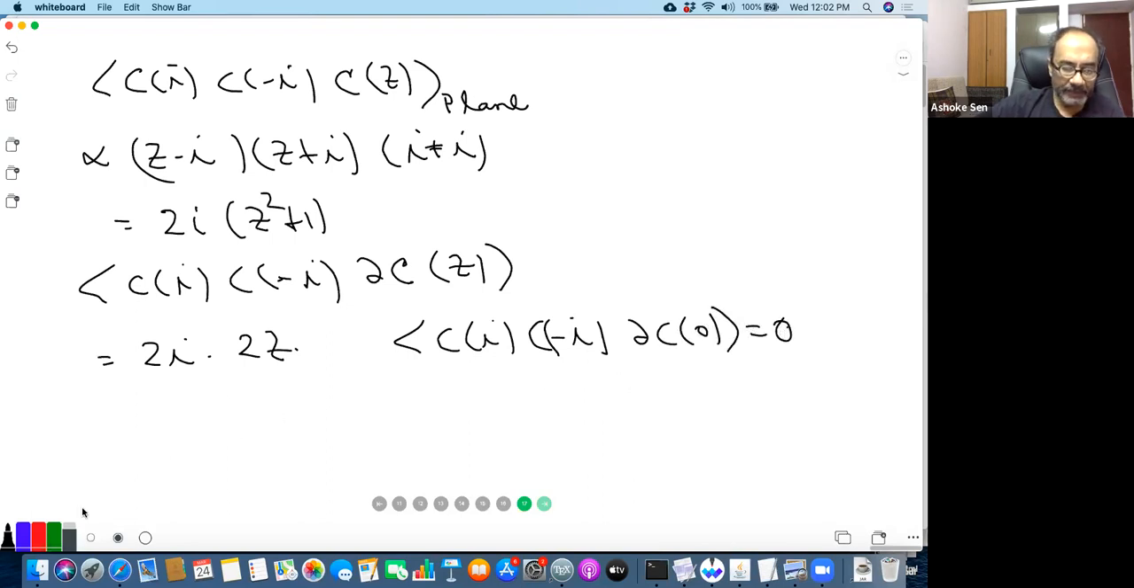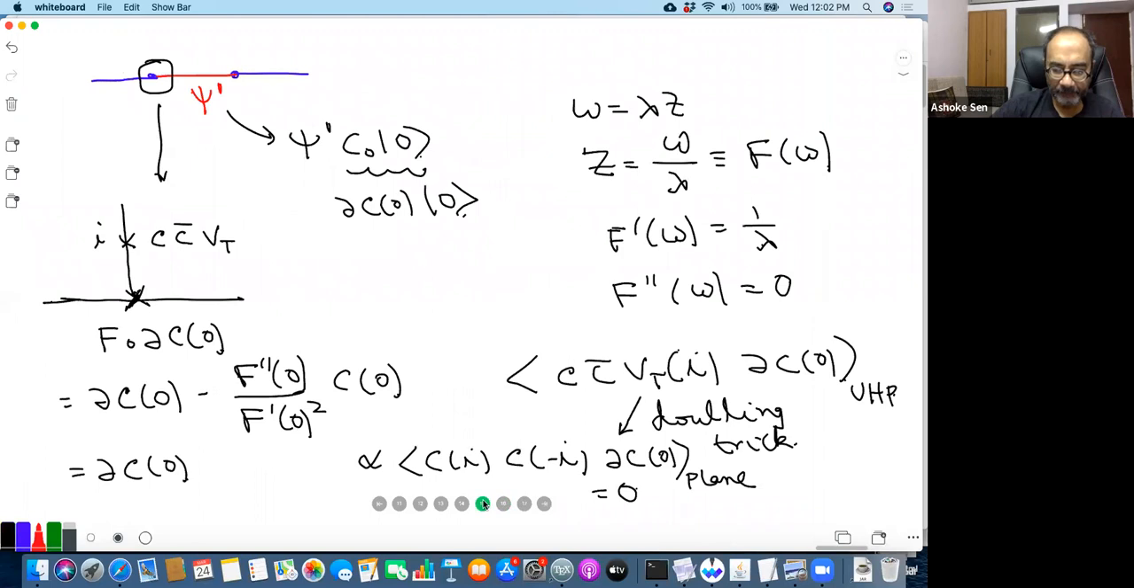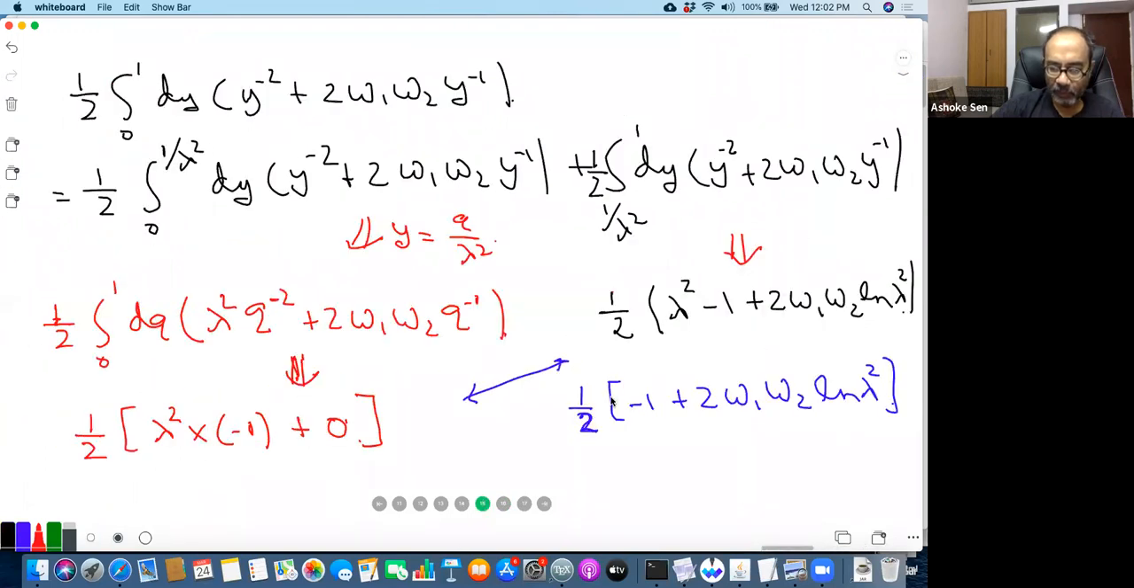So that basically shows that this diagram is actually 0 here. So then the total contribution is basically what we had found here. So I'm going to write down the total contribution is this one.